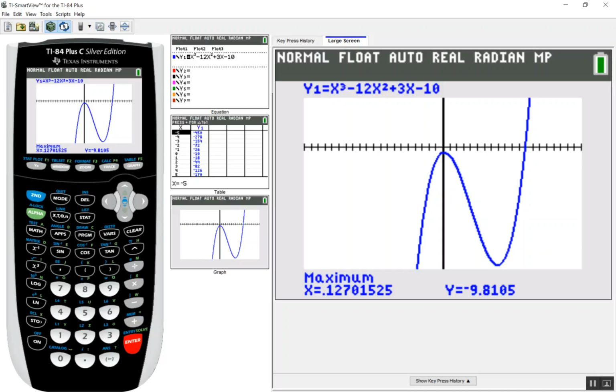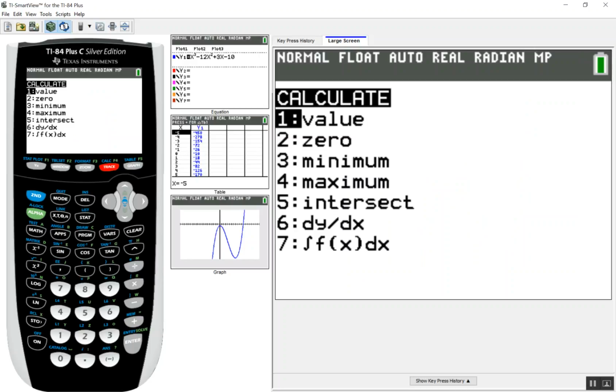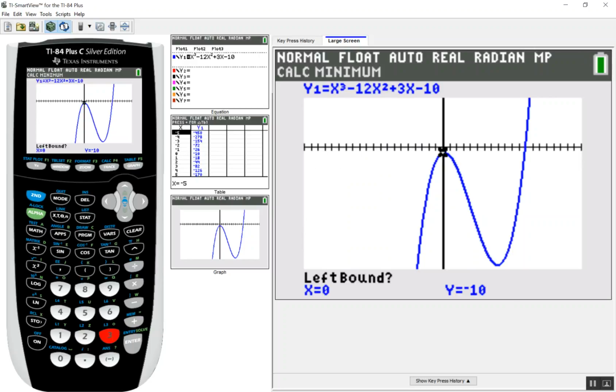The local min is not dissimilar to that. You would go second, calculate, and again, we'll hit 3. And again, what we're going to do is choose the left and right endpoints of the interval that they talk about in the definition. So we are going to pick the left endpoint of the interval.